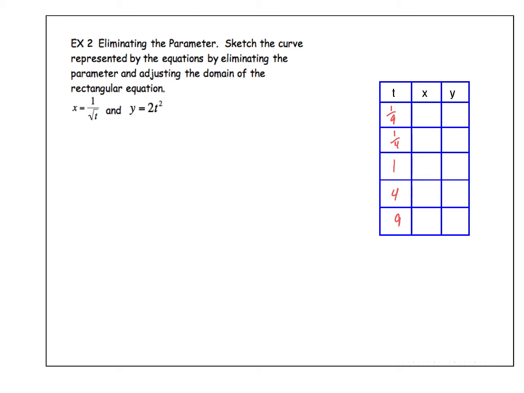So let's fill this table in using the parameters given. So if t is 1/9, x is 1 over square root of 1/9, or 1 over 1/3, or 3. And y would be 2 times 1/9 squared, 2 times 1 over 81, so 2 over 81, whatever, small.